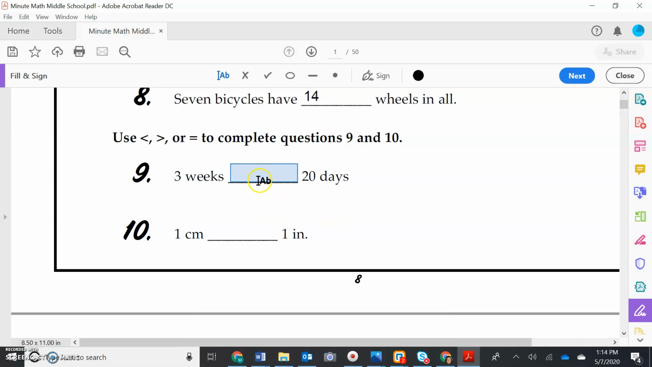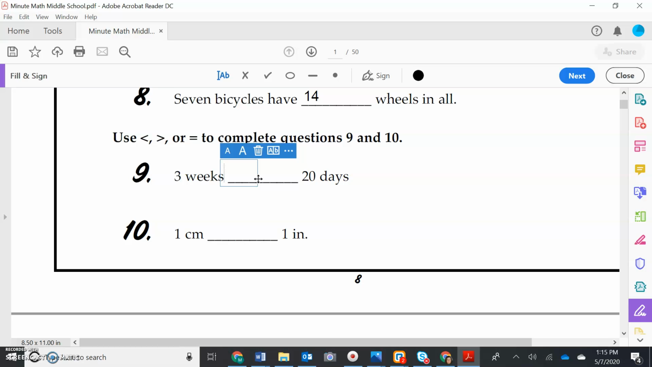Okay, we have 2 more. Which one is greater? Which one do you have more? Do you have more with 3 weeks or do you have more with 20 days? Well, 3 weeks, 3 times 7. So think about that, it is going to be 21. So which one is more? 3 weeks, which is 21, or 20 days?